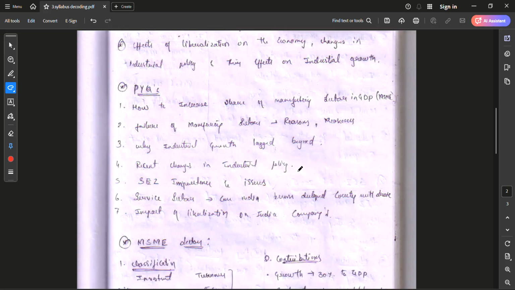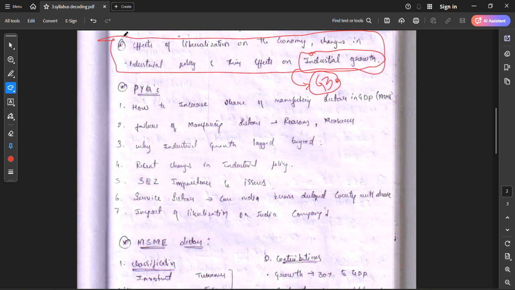Don't worry. You can see here, effects of liberalization on the economy, change in industrial policy and their effects on industrial growth. This is present in the GS3 syllabus, you can see this point. If you have the syllabus, you can check this. Please pause the video and check the syllabus. I hope you are doing that. You are checking this point, right? The effects of liberalization on the economy and changes in the industrial policy and their effects on industrial growth. This is present in the GS3 economy topic.